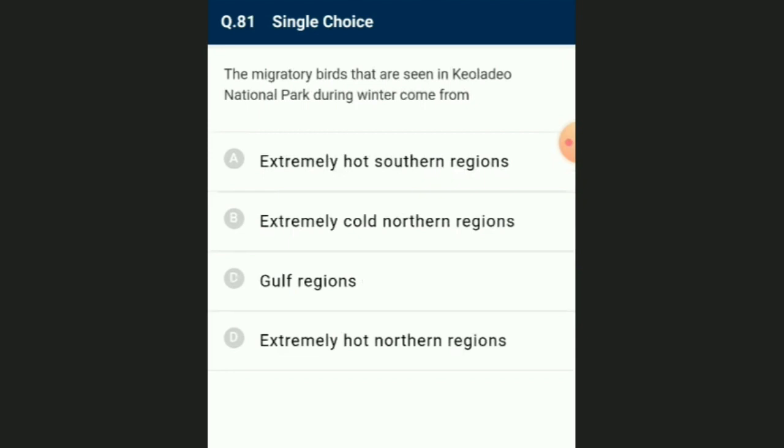Question number 81. The migratory birds that are seen in Keoladeo National Park during winter come from. Migration is a strategy adopted by certain bird populations to avoid abiotic stress like extreme temperature. Every winter, the famous Keoladeo National Park in Bharatpur, Rajasthan, hosts thousands of migratory birds coming from Siberia and other extremely cold northern regions. So the answer is option B, extremely cold northern regions.